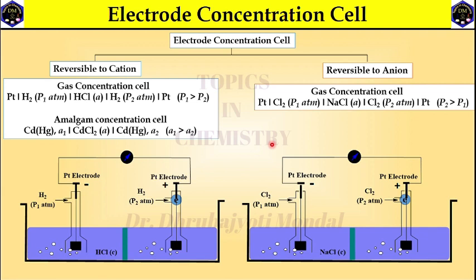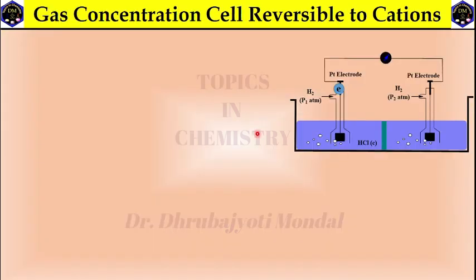Now you have to know the gas concentration cell reversible to cations and its Nernst equation. First you can see this diagram, which I already told you about. Here is the negative electrode, this is the positive electrode. Hydrogen gas at P1 atmosphere pressure, hydrogen gas at P2 atmosphere pressure. This is the H cell, and these two half cells are separated by a porous plug.